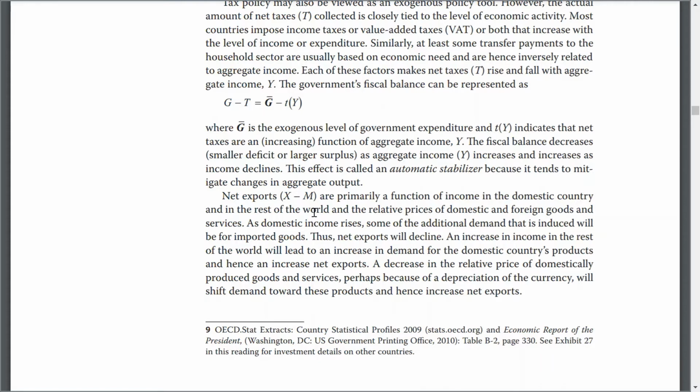Net exports, X minus M, are primarily a function of income in the domestic country and the rest of the world, and the relative prices of domestic and foreign goods and services. As domestic income rises, some of the additional demand that is induced will be for imported goods. Thus, net exports will decline. An increase in income in the rest of the world will lead to an increase in demand for the domestic country's products, and hence an increase in exports. A decrease in the relative price of domestically produced goods and services, perhaps because of the depreciation of the currency, will shift demand towards those products and hence increase net exports.